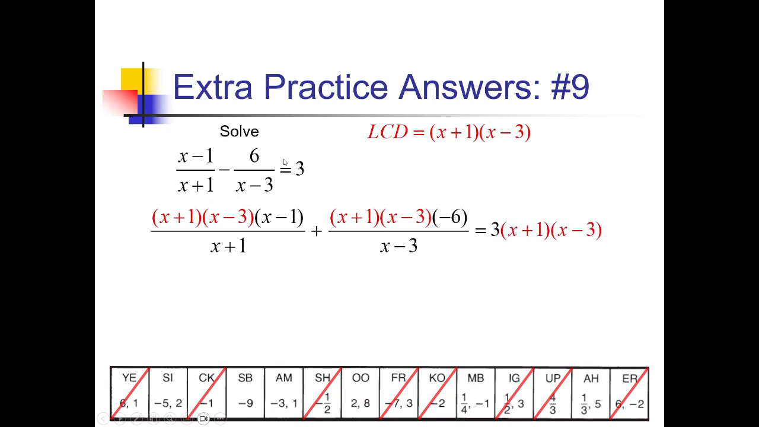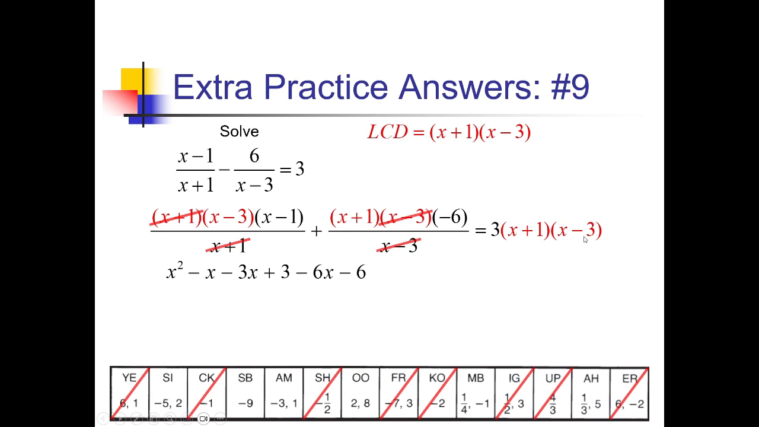So in my first fraction, the x plus 1s are canceling. Careful there, this -1 is different. Then we have these x minus 3s canceling. And now it's time to multiply things out. First fraction, I'm going to FOIL these out. So we have x squared minus 1x minus 3x, and then plus 3. Over here, this is going to be a -6 distributed to give us -6x, and then minus 6.